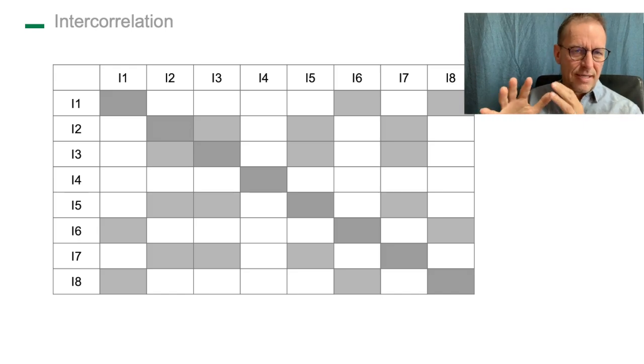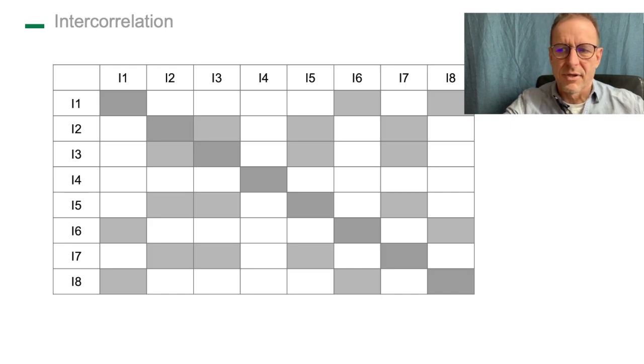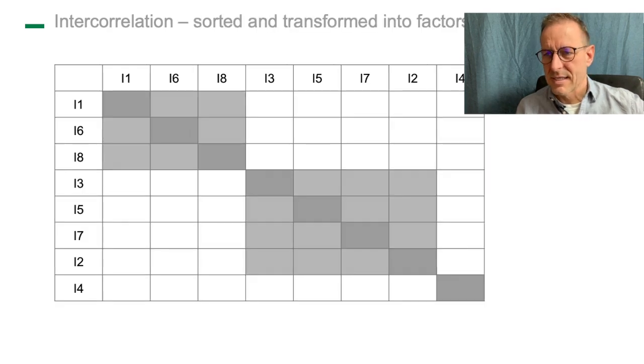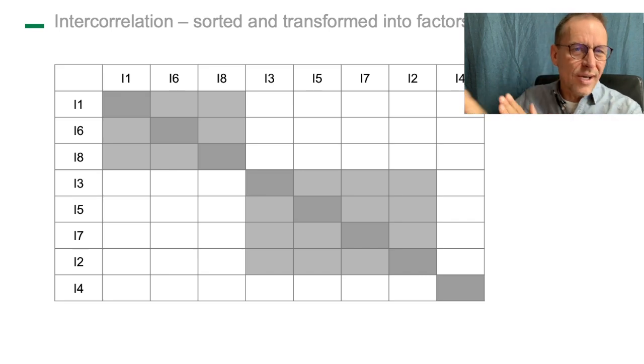And I wanted to simplify it here for the matter of learning. So what I did now is I took exactly this intercorrelation matrix and I sorted it differently. And now I get the same intercorrelation matrix. But what you see now is there seem to be some items, namely item 1, 6, and 8, where there's a high intercorrelation among these 3 items. But these 3 items, 1, 6, 8, do not correlate with all the other items.